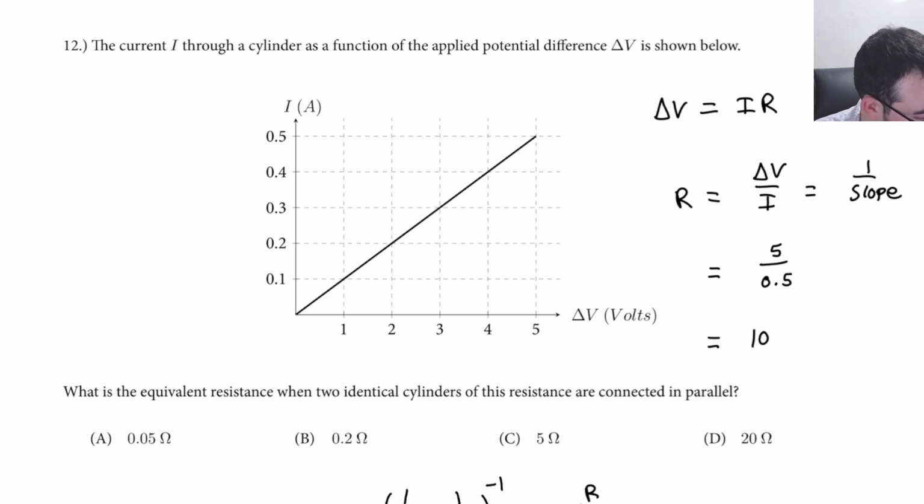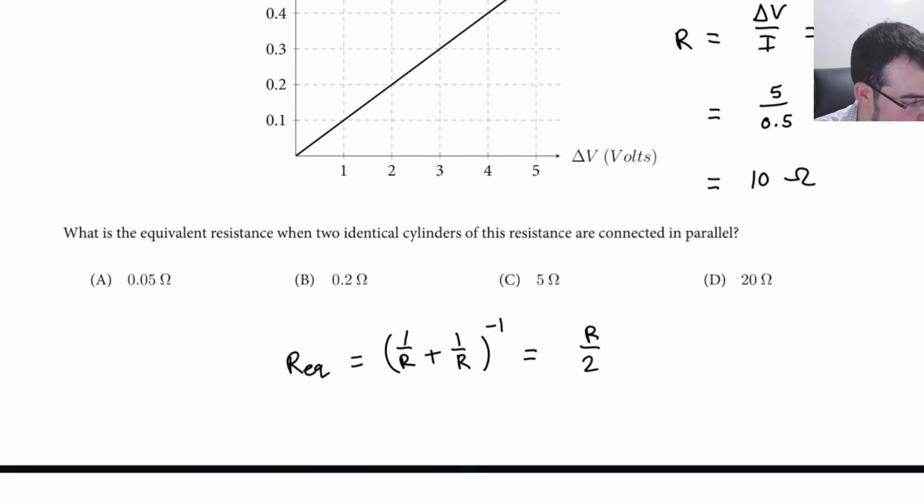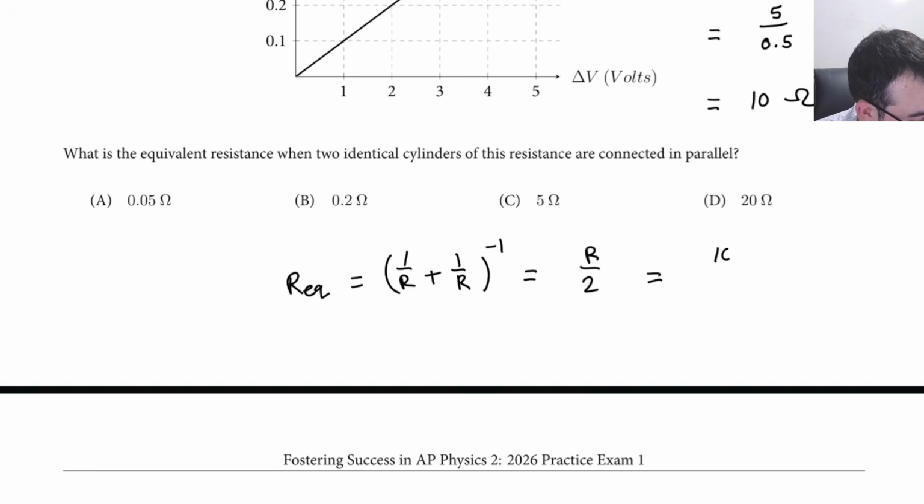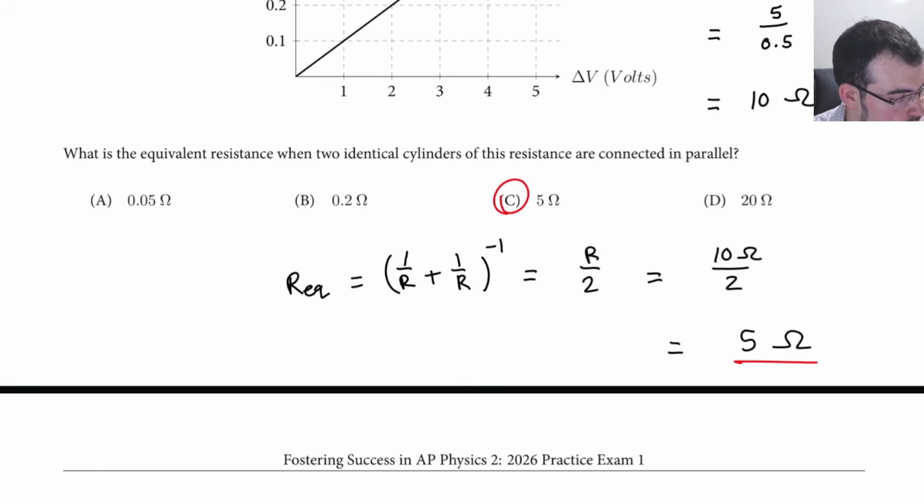So I get 10 ohms. So if one of my resistances is 10 ohms, the parallel equivalent would be 5. This was pretty straightforward, but it still involved interpreting a graph, so I gave it level 2.